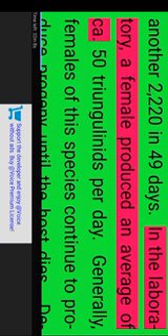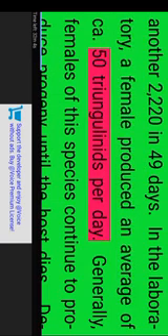Here females have been found to produce young over a period of more than 3 months. One individual produced 3,720 in 95 days, with 134 remaining within the body at death, and another 2,220 in 49 days. In the laboratory, a female produced an average of ca. 50 triangulinids per day. Generally, females of this species continue to produce progeny until the host dies. Despite the protracted reproductive period, only a single mating is necessary during one lifetime.